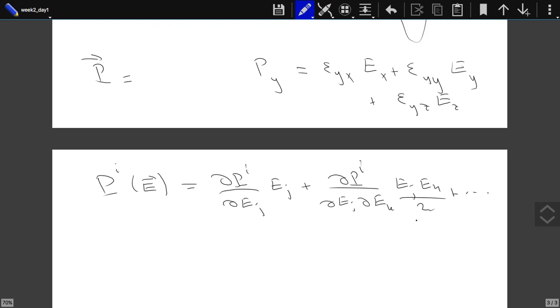For example, one of the nonlinear dielectrics we have is basically conductors. Polarization is not just the electric field multiplied by a number. And for conductors, we have different treatments.